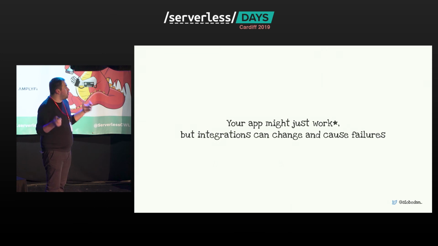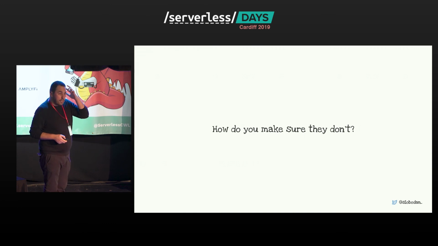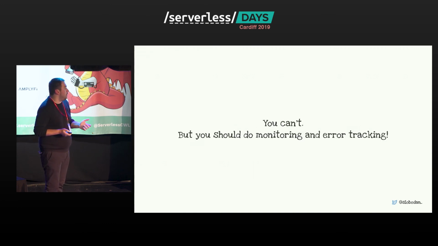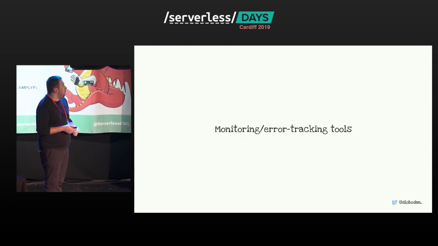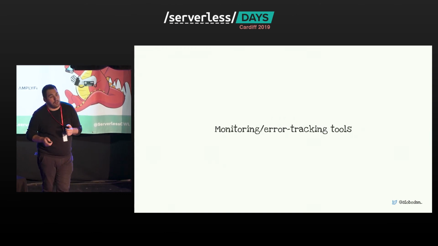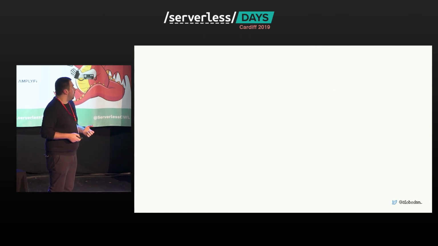And the other really important risk is integration errors and changes. Even if your application just works, after some time, for example, you integrated with Google Drive API or something like that, and Google then changed something, or maybe Facebook changed something with their chatbot API, your application starts failing. So how do you make sure that that doesn't happen? Well, you can't. You need some kind of monitoring and error tracking.